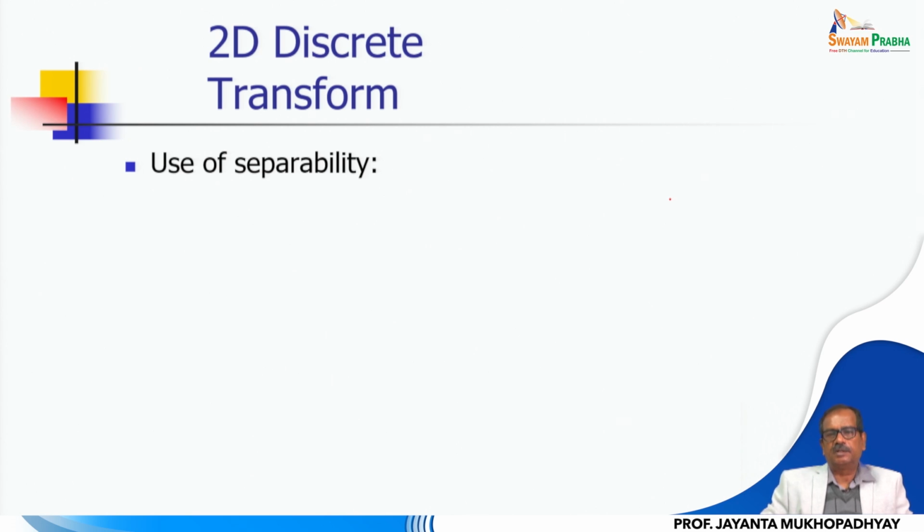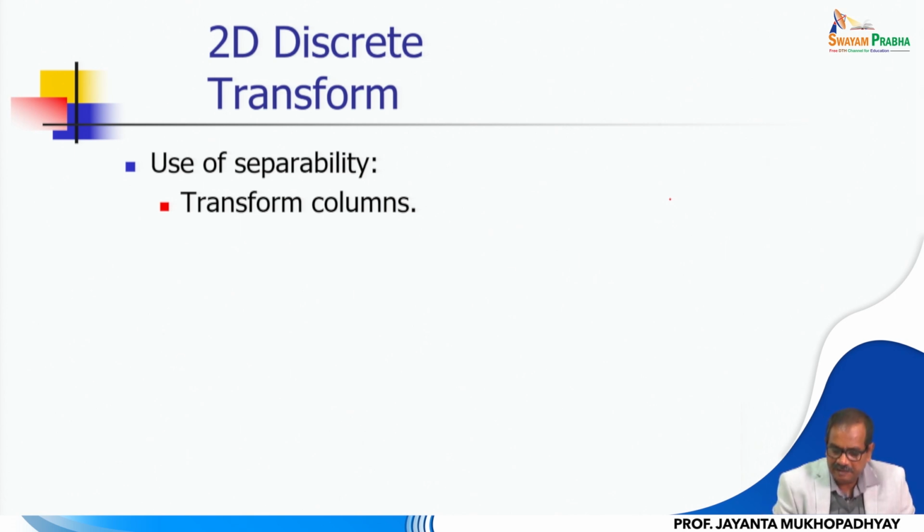So, in the 2D discrete transform also, we use this separability notation. What we do there, as I mentioned, is the transformation of the column vectors. If you consider an input matrix, like a two-dimensional arrangement of your input, you may consider each column of that matrix as a vector. Say this is x0, this is x1, like this, this is xn minus 1.